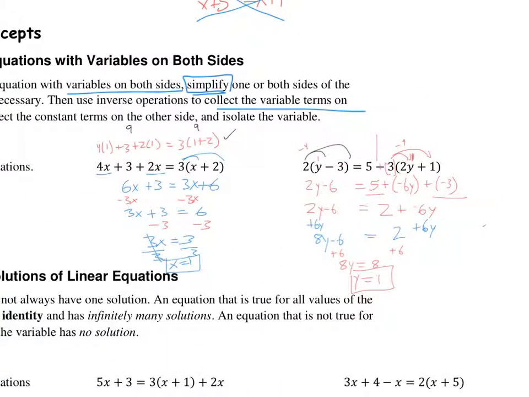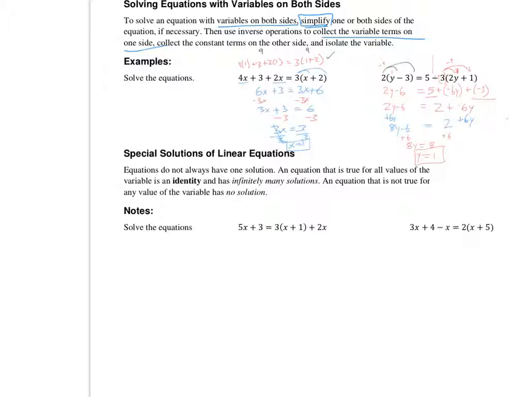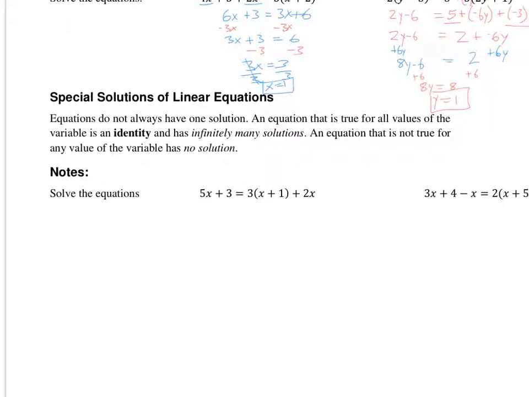Now, a couple more examples here. Equations that don't always have a solution. Equations that are true for all values, that's called an identity. So we want to solve these to see if they're always true or never true or if they have a solution.